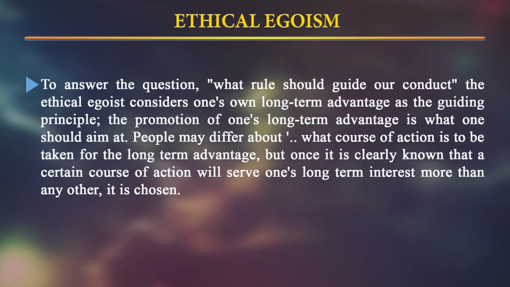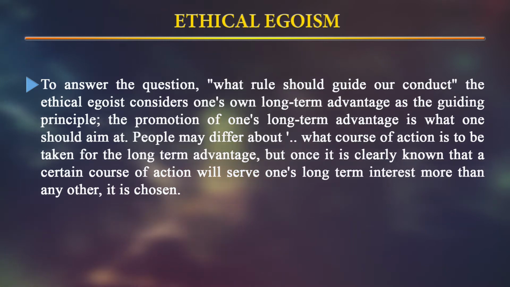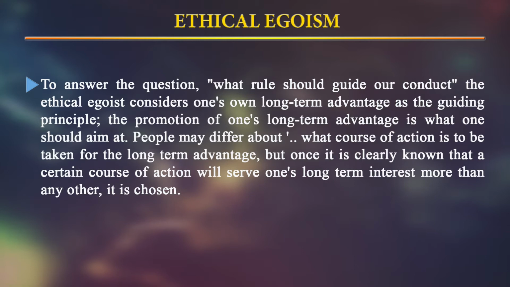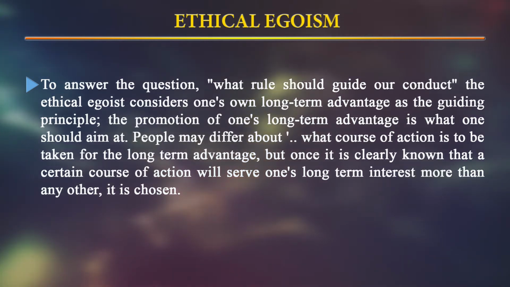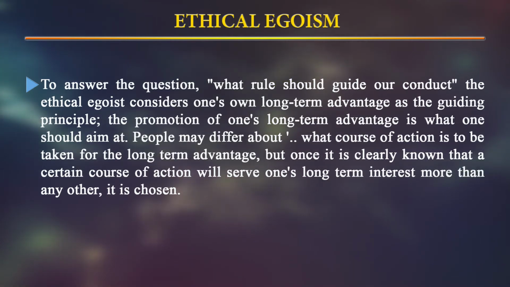To answer the question, what rules should guide our conduct? The ethical egoist considers one's own long-term advantage as the guiding principle. The promotion of one's long-term advantage is what one should aim at. People may differ about what course of action is to be taken for the long-term advantage, but once it is clearly known that a certain course of action will serve one's long-term interest more than any other, it is chosen. So, ethical egoists will go by the rule which will guide their own self-interest, their own long-term advantage. The guiding principles would be what would serve their own interest, what will serve their long-term interests.